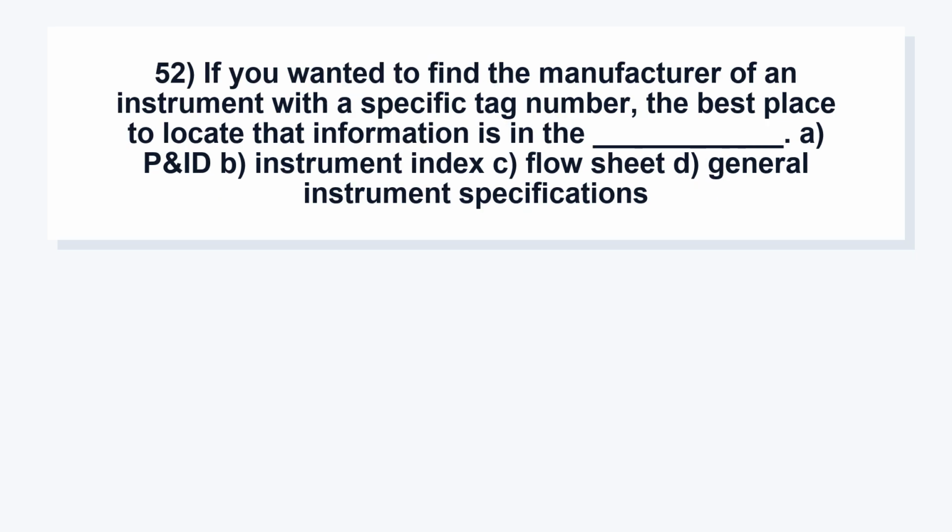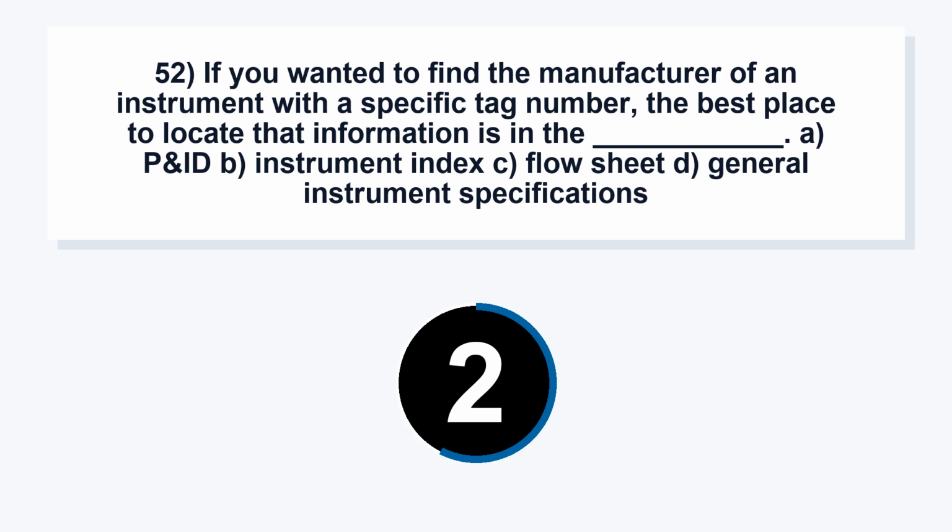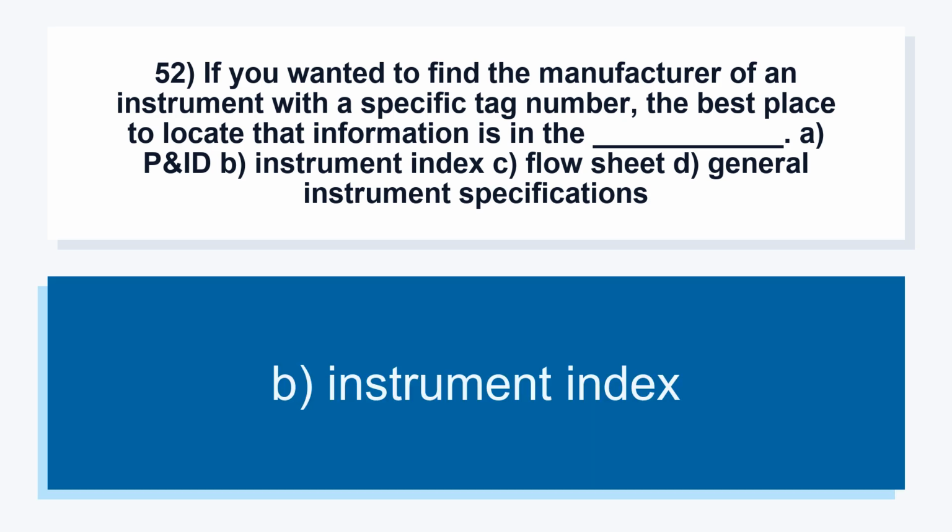52. If you wanted to find the manufacturer of an instrument with a specific tag number, the best place to locate that information is in the ______. A. P&ID. B. Instrument index. C. Flow sheet. D. General instrument specifications. B. Instrument index.